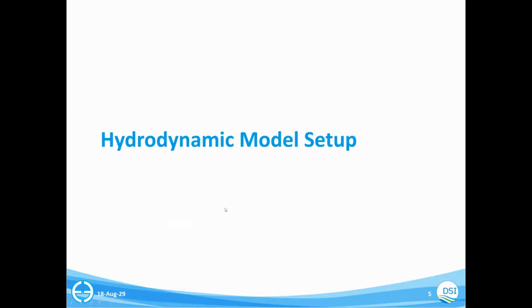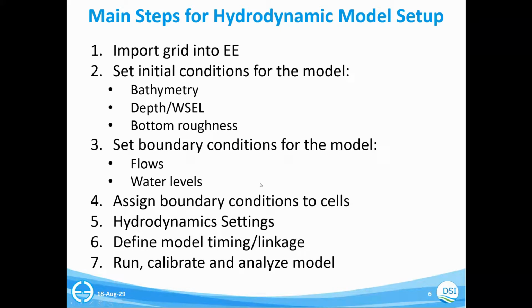So we're going to be focusing today on just hydrodynamic model setup. What we're going to be stepping through is bringing a grid into EE, assigning bathymetry, water surface elevation, bottom roughness, assigning our boundary conditions for flows and water levels, and then linking those time series to the appropriate location in the model domain, making our hydrodynamic settings, running, and then, of course, like I said, we're not really calibrating right now, but we'll iterate through this process quickly.